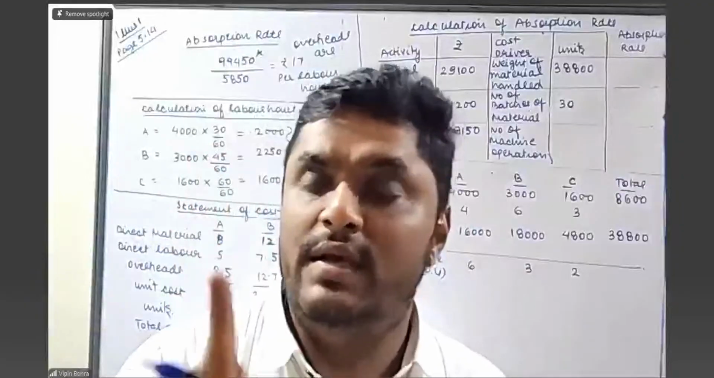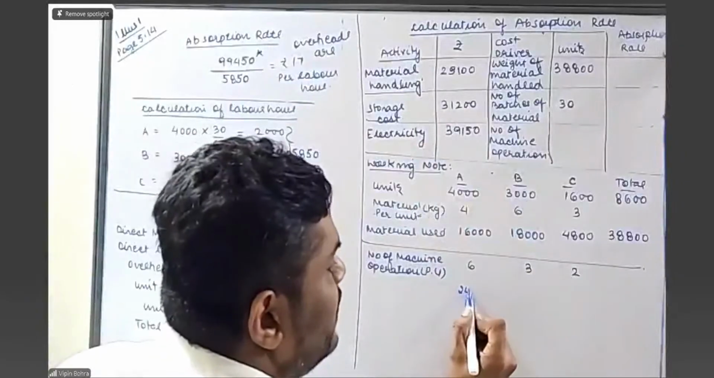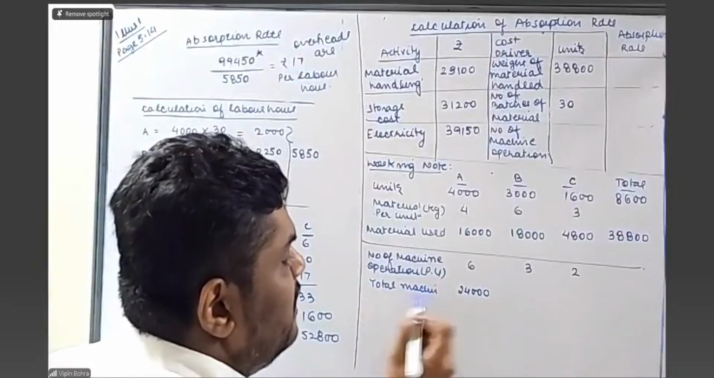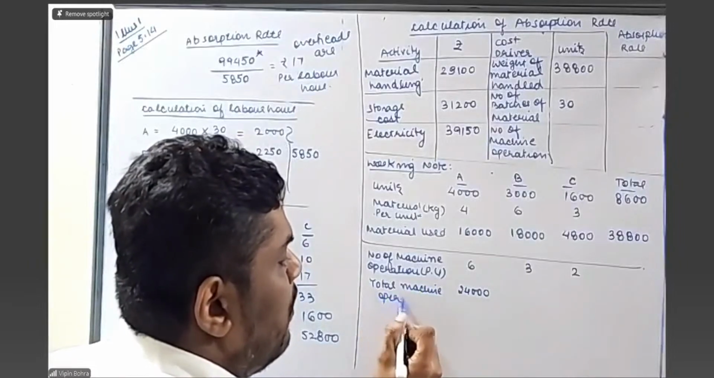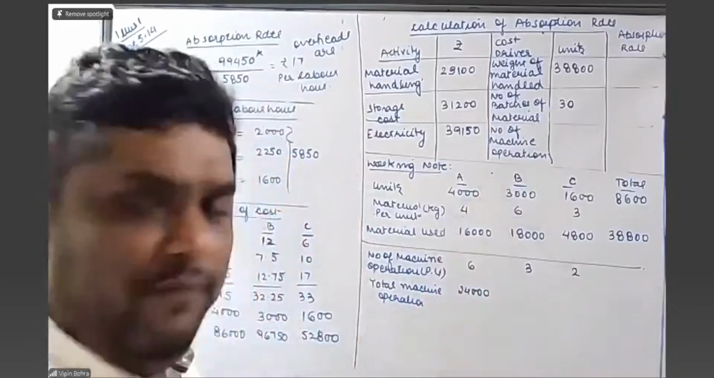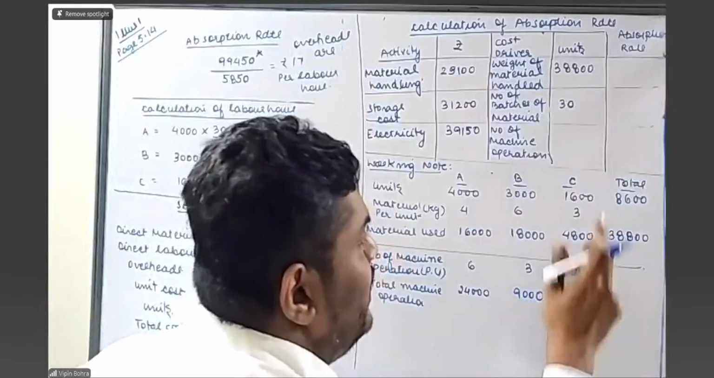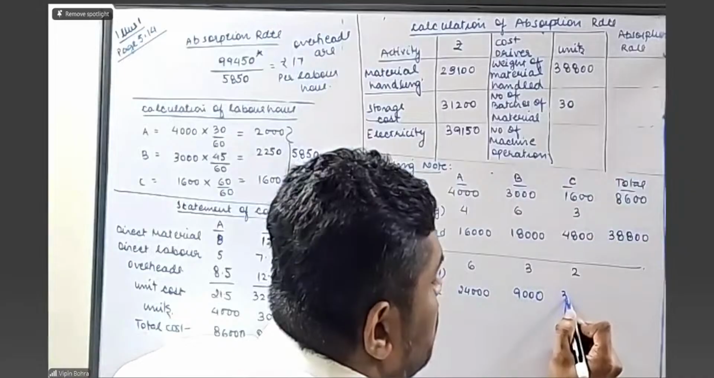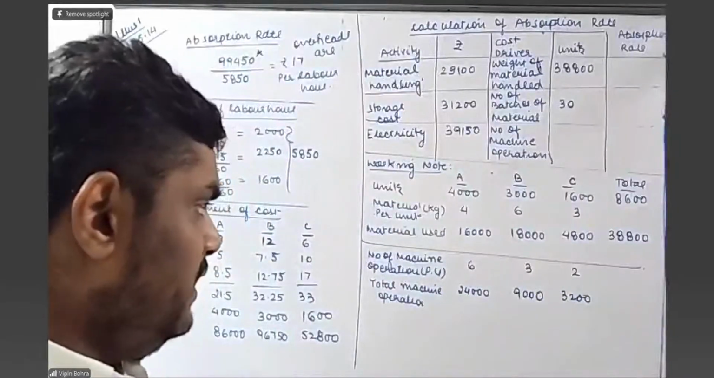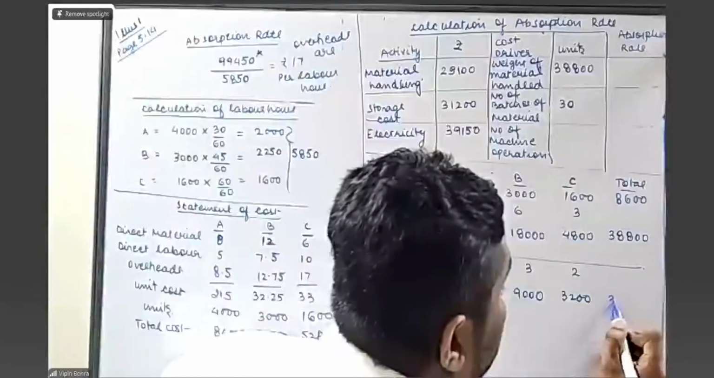See, 6 machine operations per unit. So into the number of units, 6 into 4,000, 24,000. Similarly, 3 into 3,000, 9,000. 2 into 1,600, that is 3,200. So 24,000 plus 9,000 plus 3,200. So this will be 36,200.